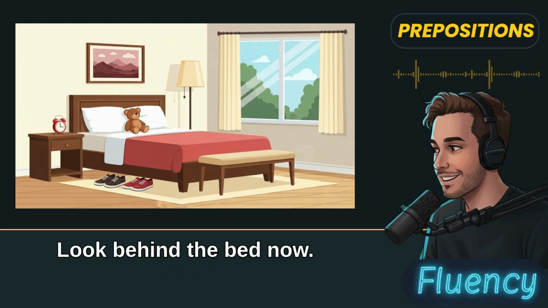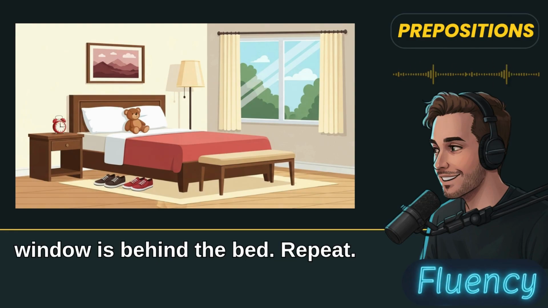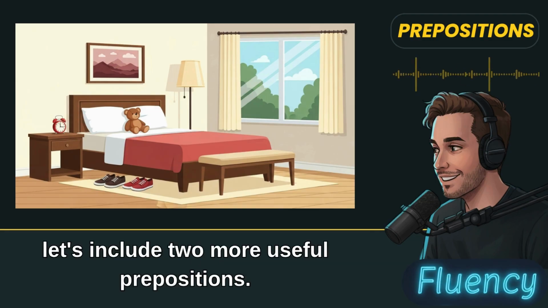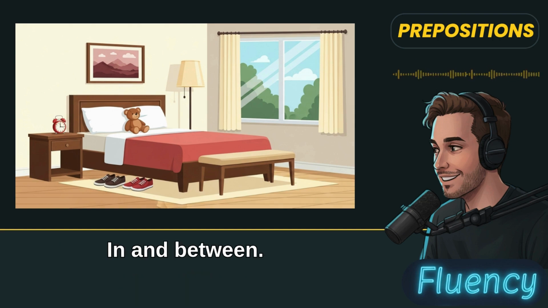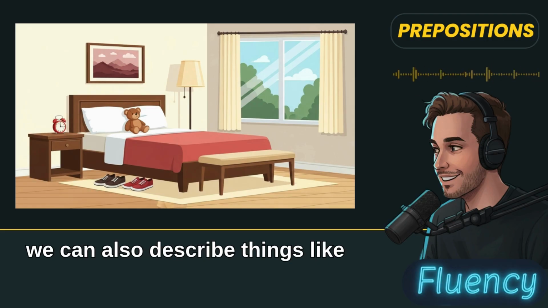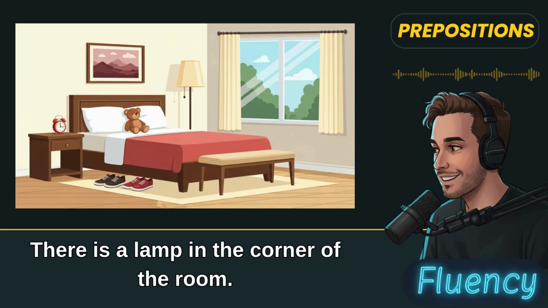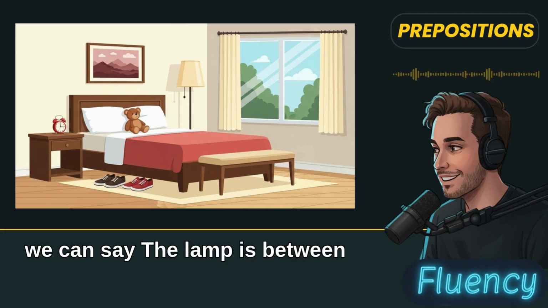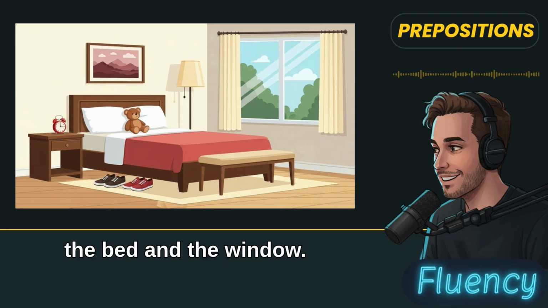Look behind the bed now. We can see a window. That means the window is behind the bed. Repeat. The window is behind the bed. Now let's include two more useful prepositions, in and between. If we look inside the room, we can also describe things like, there is a lamp in the corner of the room, and if the lamp is in the middle of two things, we can say, the lamp is between the bed and the window.